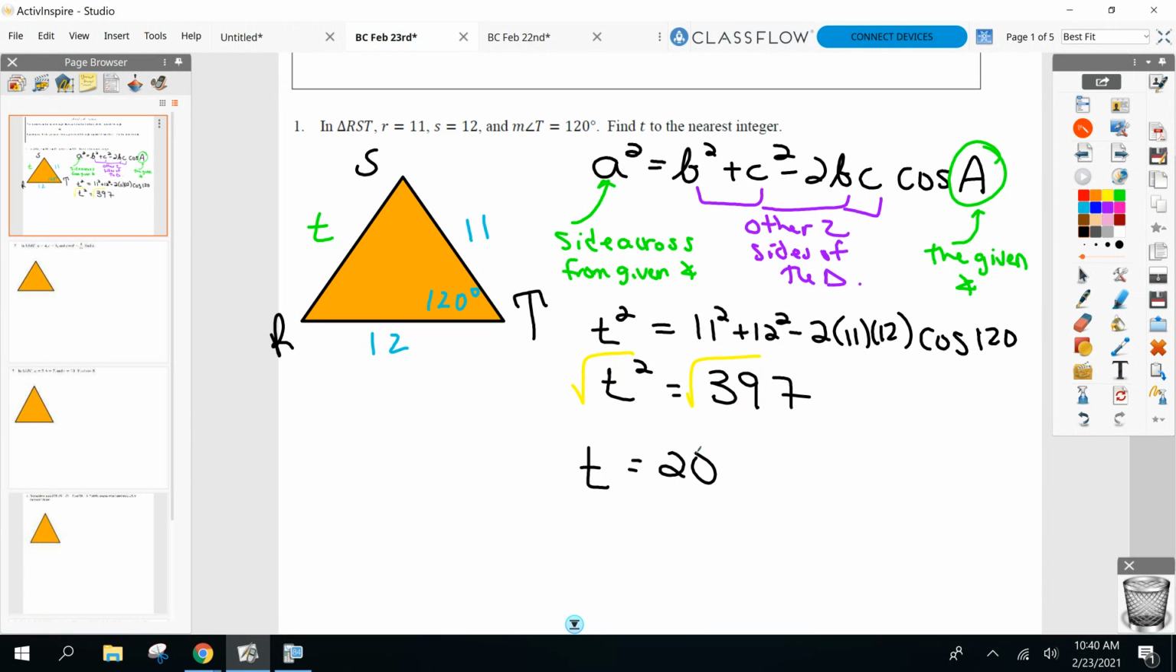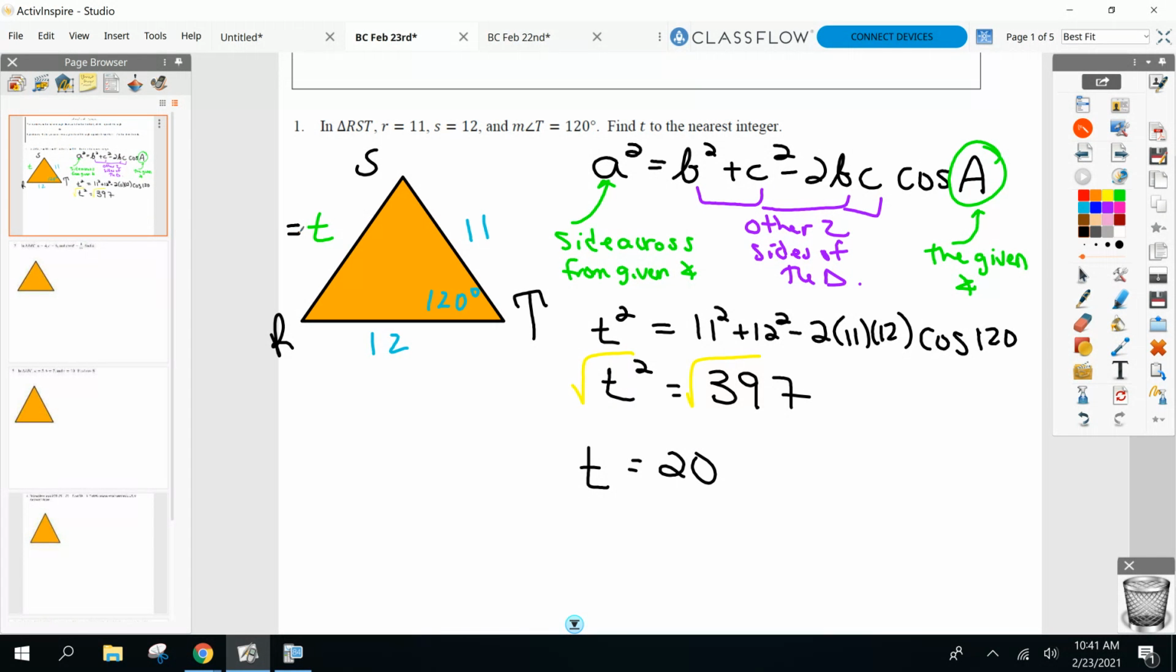Go ahead, Radhika. On the test, if there was a question like this, would we have to simplify the radical? No. Because I would have nearest integer, nearest tenth, nearest hundredth, so you wouldn't have to worry about breaking it down. All right, and my answer's 20, and take a look.